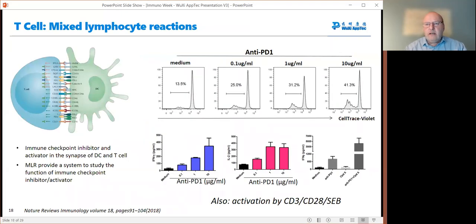This slide shows some data analyzing the mixed lymphocyte reaction in T cells and observing the dose-response effect of an anti-PD-1 antibody on cytokine production, including, in the lower right panel, the effect of a combination of the PD-1 antibody and a small molecule ligand for another target in the pathway.